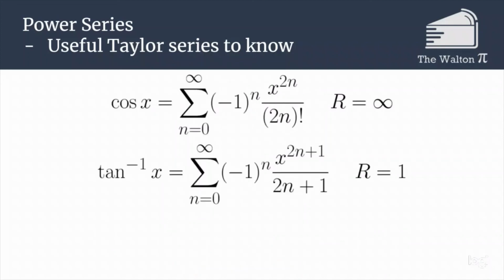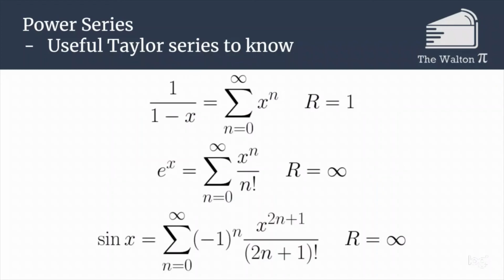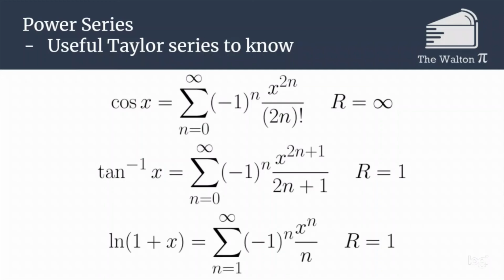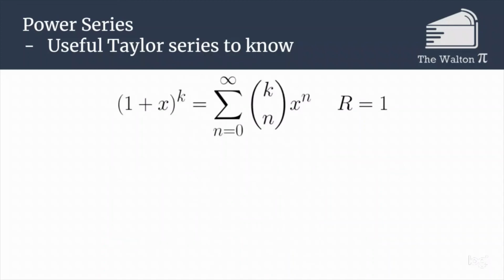So the next one is inverse tangent of x. That is negative 1 to the n, x to the 2n plus 1 over 2n plus 1. Notice sine of x was 2n plus 1 factorial on the bottom. Inverse tangent is just 2n plus 1 on the bottom. And that one has a radius of convergence of 1. Natural log of 1 plus x is negative 1 to the n, x to the n over n, also with radius of convergence of 1. And our last one is 1 plus x to the k. That is the sum from n equals 0 to infinity of k choose n, x to the n. And that one has a radius of convergence of 1.